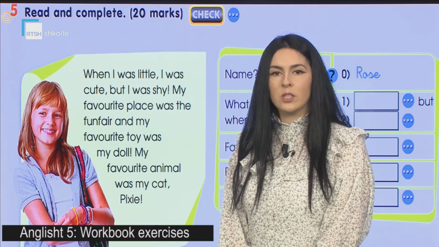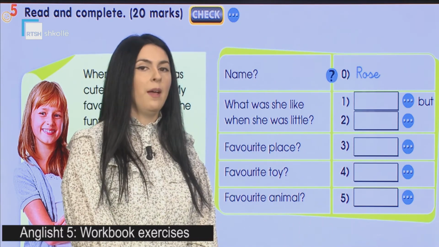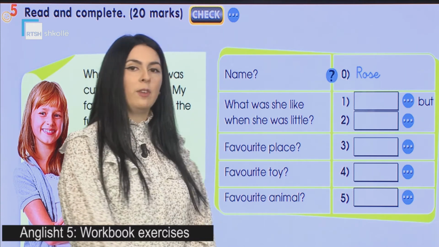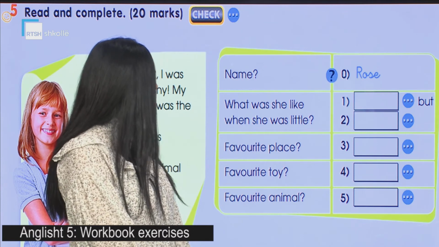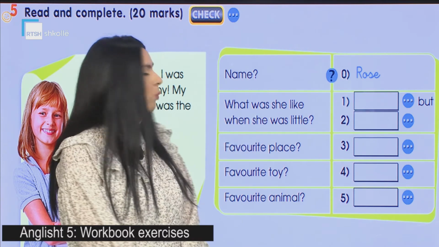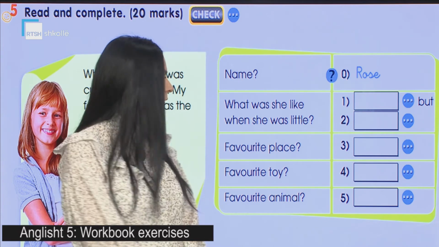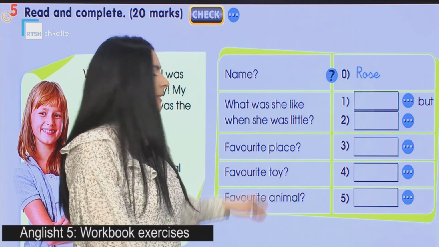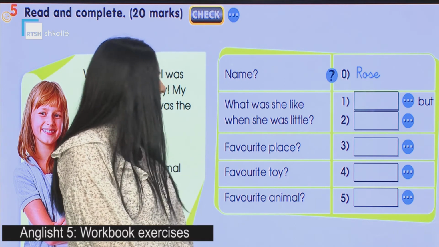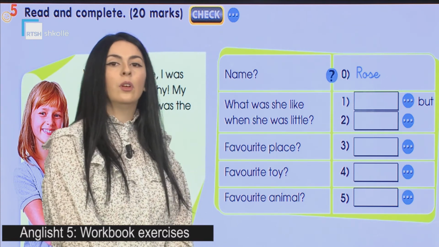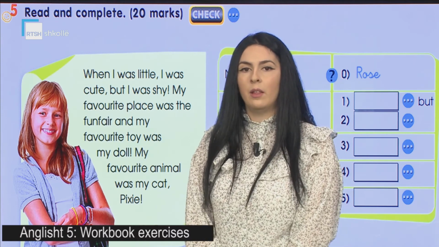Now we are going to do some questions related with this text. You are going to take your time and watch the questions. Think about them and then we're going to check the answers together, if you have guessed right or not. The name is already done, Rosie. What was she like when she was little? You have to go back to the text and see the two adjectives which she used to describe herself. Think about it. Favorite place. So what was her favorite place? Favorite toy. What was her favorite toy? And favorite animal? You have to think and guess. I hope you guessed right. You can look at the text again and then complete the answers.